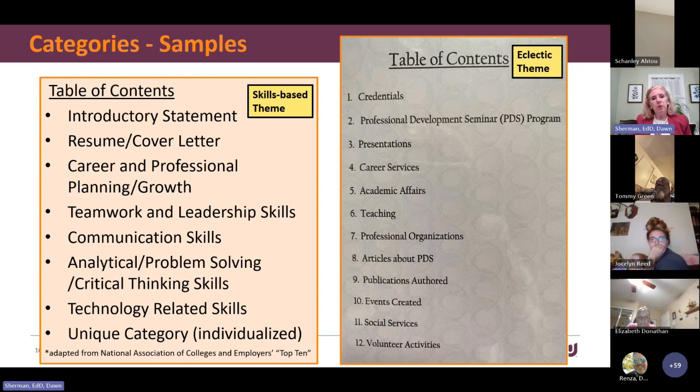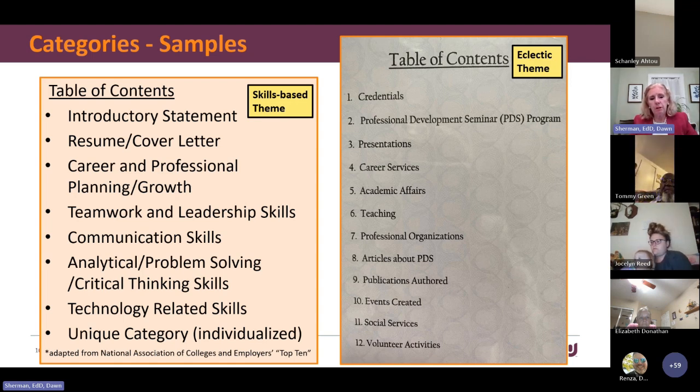As I talked about with categories, the one on the left here is the table of contents for a portfolio, and this is what we had the students at Nichols do. It is based on NACE, the National Association of Colleges and Employers. They put out a top 10 list of the skills companies are looking for. They now do a top 20 list of what recruiters are looking for in a resume. So it's tweaked over the years.